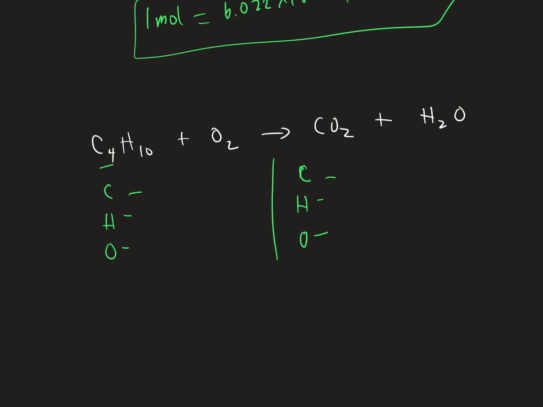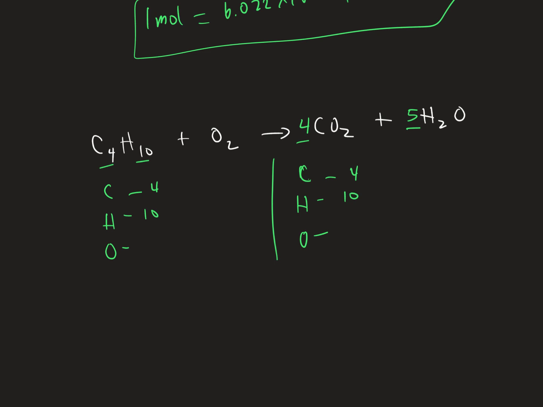There's 4 on this side, so what coefficient goes right there? 4. So we got 4 on both sides. Now let's do which one? Hydrogen. There's 10 on this side, so what goes right there? 5. Does that make sense in your mind? So we got 10 on both sides.